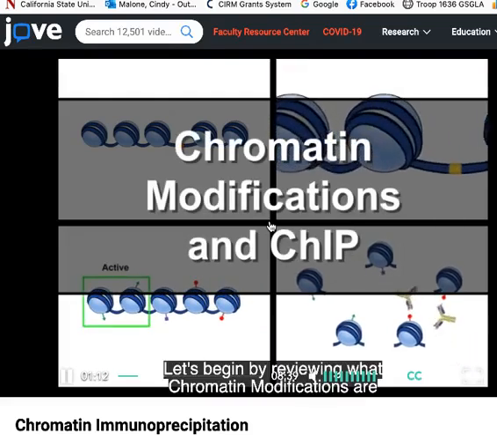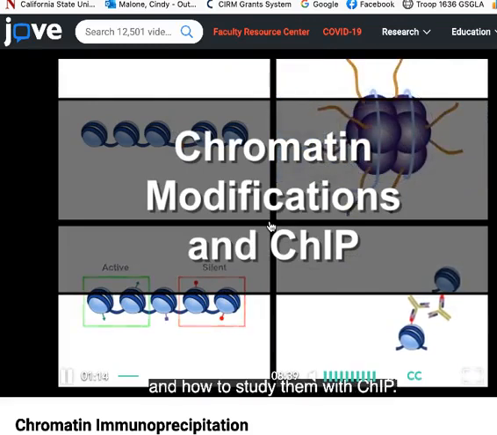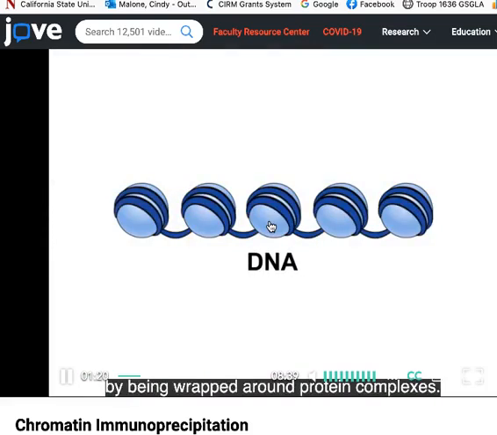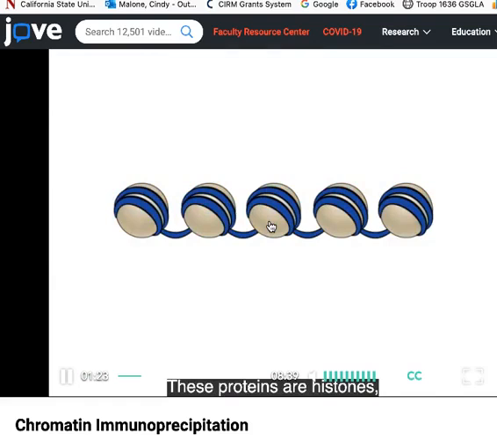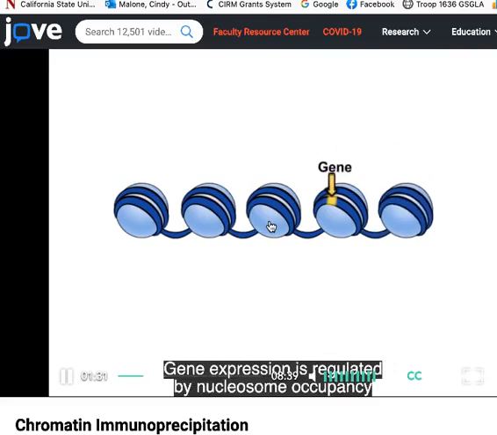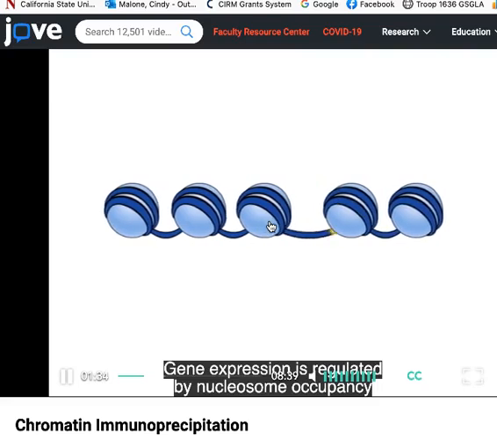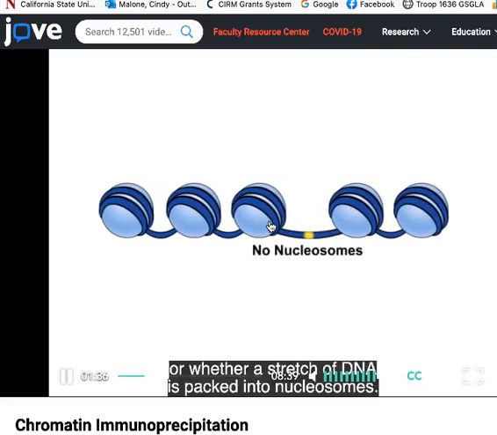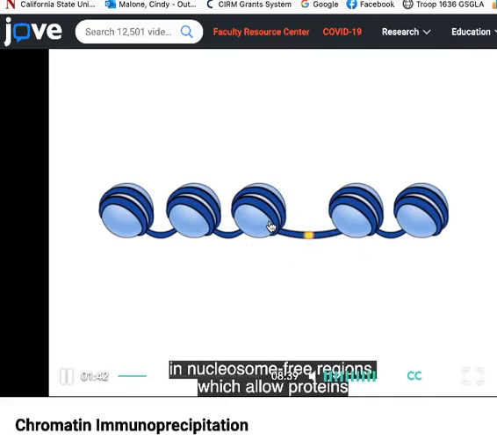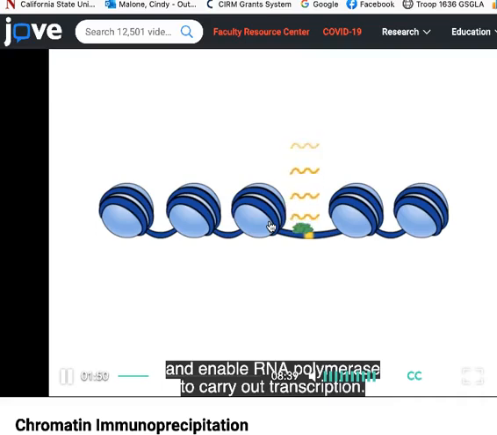Let's begin by reviewing what chromatin modifications are and how to study them with ChIP. In eukaryotes, DNA is stored in nuclei by being wrapped around protein complexes. These proteins are histones, and each DNA-wrapped histone complex is referred to as a nucleosome. Gene expression is regulated by nucleosome occupancy, or whether a stretch of DNA is packed into nucleosomes. Transcribed DNA tends to be located in nucleosome-free regions, which allow proteins to associate with a gene's regulatory sites and enable RNA polymerase to carry out transcription.